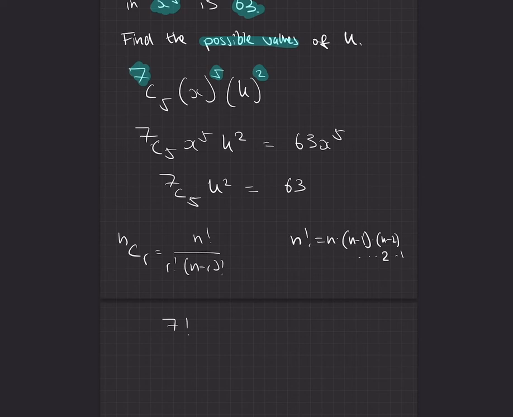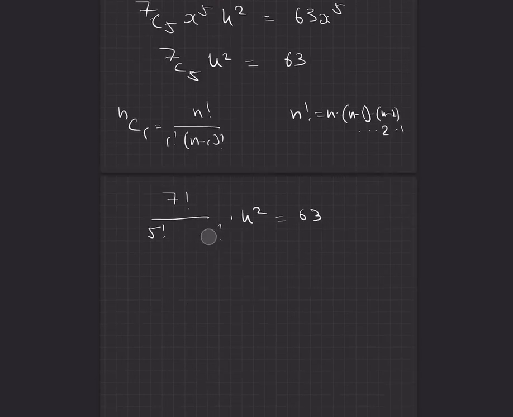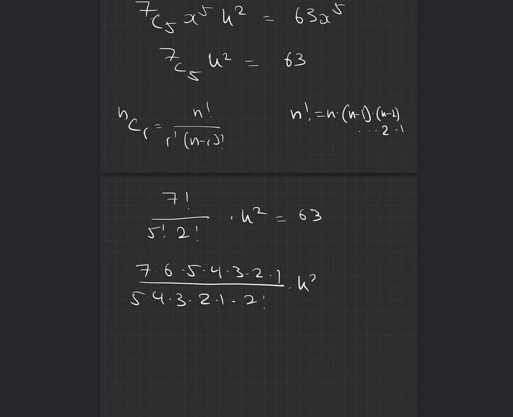So this is going to be 7 factorial over 5 factorial times (7 minus 5) factorial, times k squared, equal to 63. What I'm going to do is rewrite (7 minus 5) factorial as 2 factorial. Then 7 factorial is 7 times 6 times 5 times 4 times 3 times 2 times 1, over 5 times 4 times 3 times 2 times 1 times 2 factorial, times k squared equals 63. Something nice you'll notice is that all of these terms cancel because they're in both the numerator and the denominator, so we don't have to worry about that. The only thing we have to worry about is 7 times 6 over 2 factorial, which is just 2, times k squared equals 63.